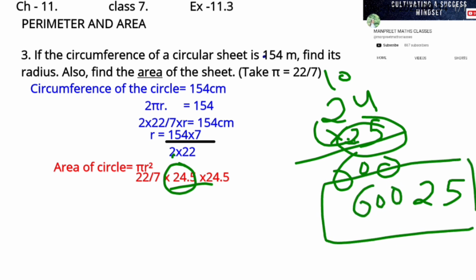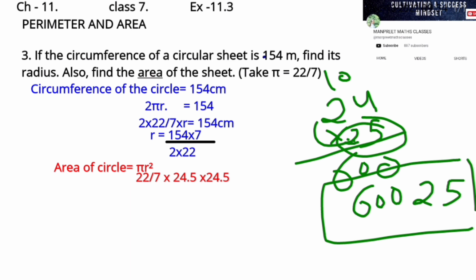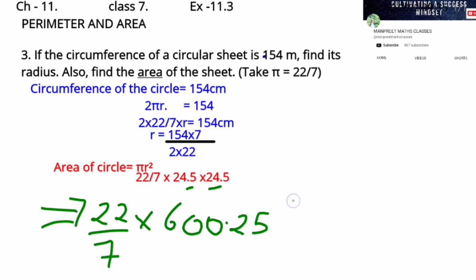But in the question we were having decimal numbers. So how many numbers were there after the decimal? 2 numbers, 1 5 here, 1 5 here. So we'll write the decimal after 2 numbers counting from the right hand side. 1 2. So 600.25 is the square of 24.5. Now we'll divide it. Let's divide 600.25 by 7.